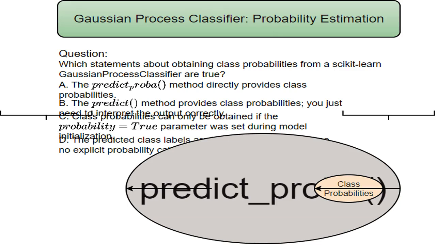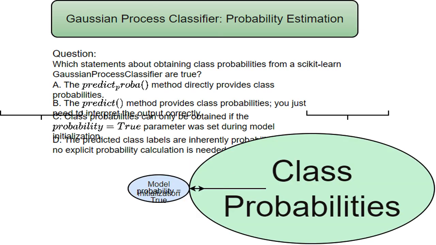This is the method you call after setting probability true in your model. It's the method that actually gives you those coveted class probabilities. The results are often represented in an array. For example, with two classes, you get an array where each row is a data point and has two columns, the probability of belonging to class 0 and the probability of belonging to class 1. These are the output of predictProba. They aren't just guesses.